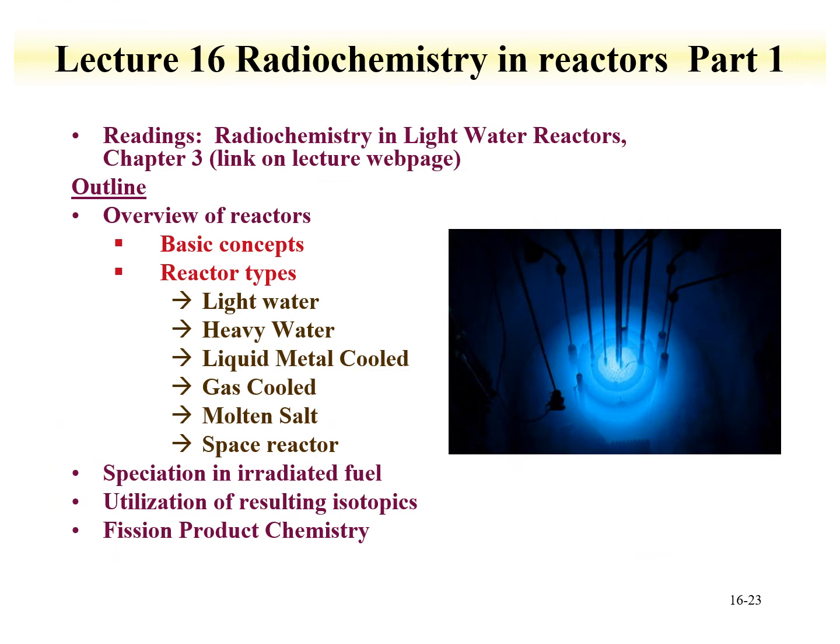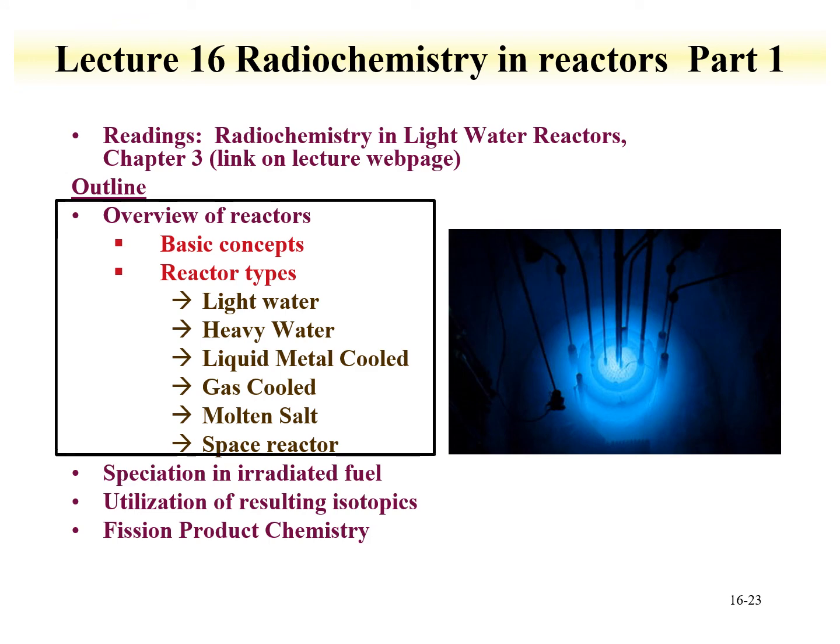That completes Lecture 1, where we discussed the types of reactors, some concepts of reactors. It's part of the lecture on the radiochemistry in reactors. When you've completed this part, please go on to Lecture 2, where we'll talk about speciation in irradiated fuel, utilization of the resulting isotopes, and then some overview of fission product chemistry in reactor systems.